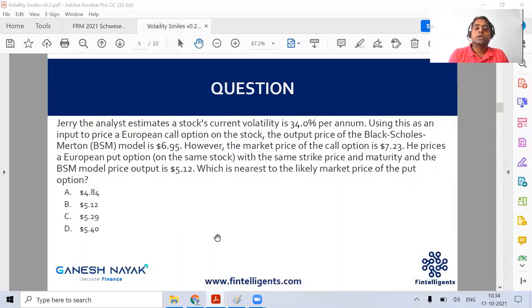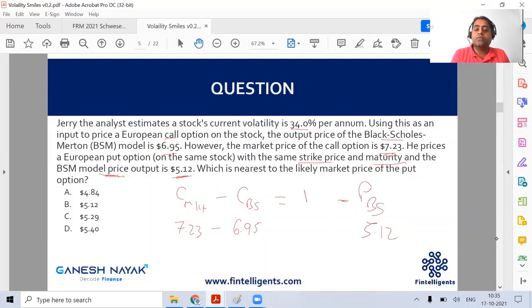Jerry is an analyst who estimates the current stock volatility at 34%, and using this as an input, he calculated the Black-Scholes model European call price, which is 6.95. However, the market price was higher. This is your market price, which is 7.23. And for the same maturity, same strike price and same underlying asset, the European put price as per the BSM formula is 5.2. So they are asking you to find the market price of the put. Can you guys find this X?